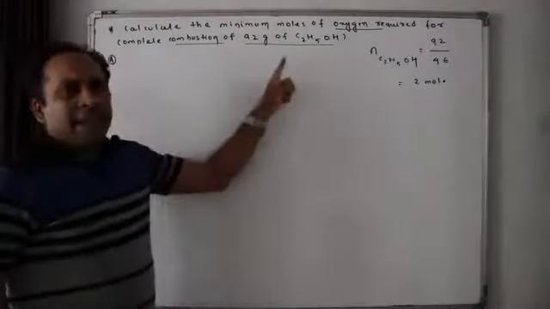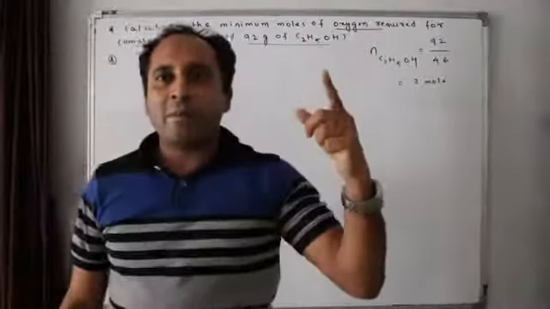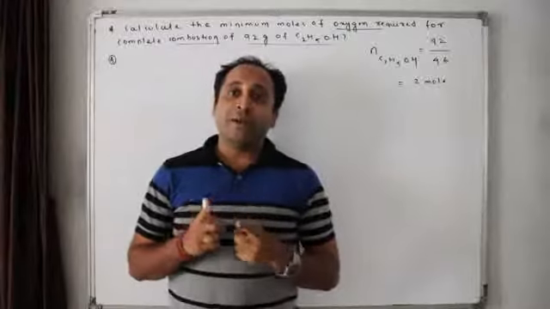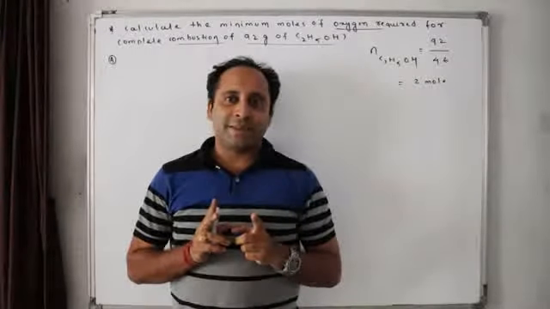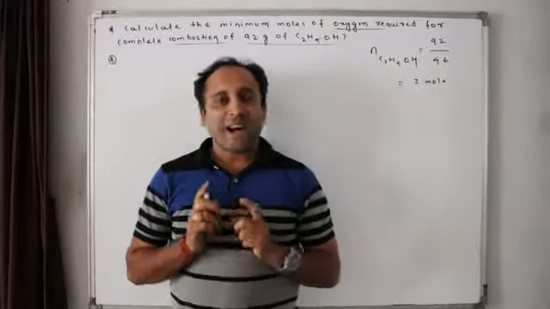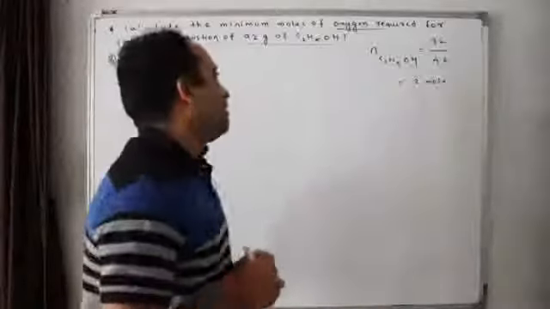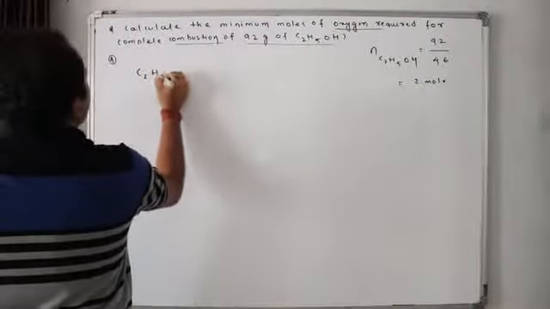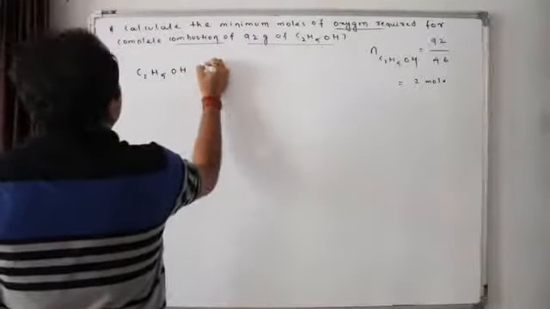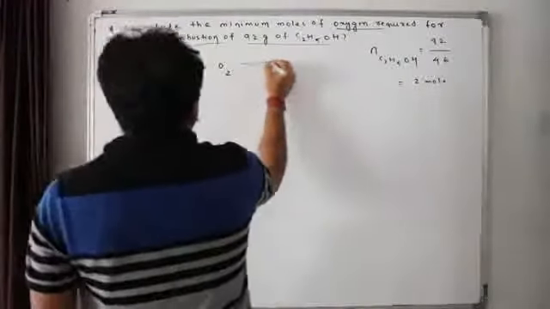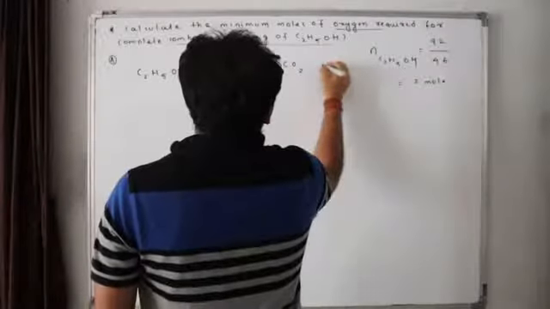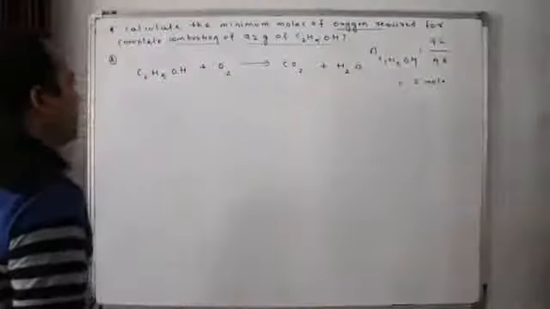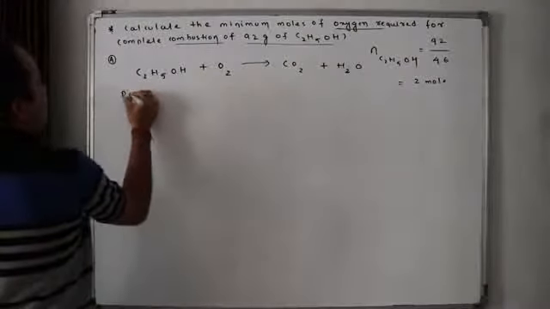Now let us do the same question with the help of POSC. See, the question was very easy if we do it with the help of the direct balancing method. Now, how does POSC help? Let us find it out. What was the equation? C2H5OH plus oxygen is equal to CO2 plus H2O. Complete combustion, isn't it? Now applying POSC.